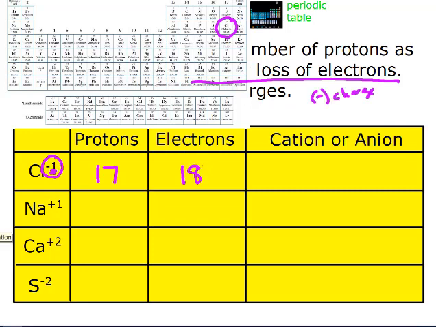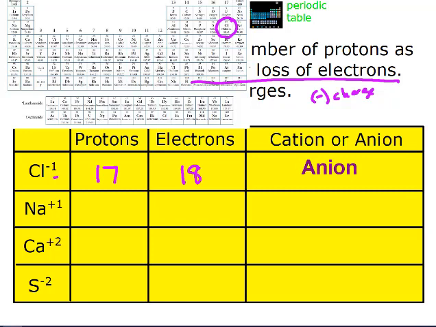If it's a negative charge, you're going to add that number to your protons to give you the number of electrons. If it's positive, you're going to subtract that number from your protons, because negative means I gained that many and positive means I lost that many electrons. Since this ion was negative, that makes it an anion.